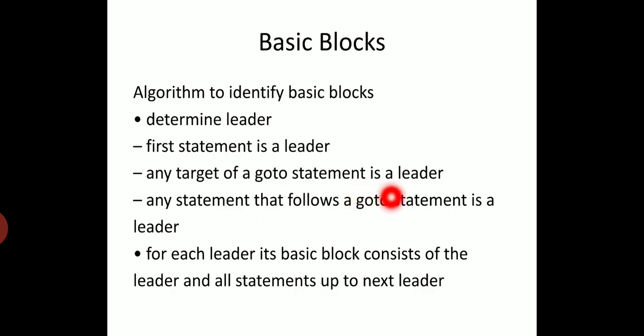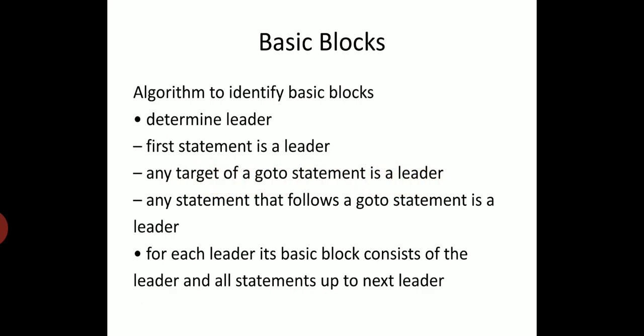Any target of a go-to statement is a leader. A hole can become a leader. Basic blocks always start with a leader. So if a leader comes, that means it is the start of the first basic block. If another leader comes, it is the start of the next basic block. So any target of a go-to statement is a leader.